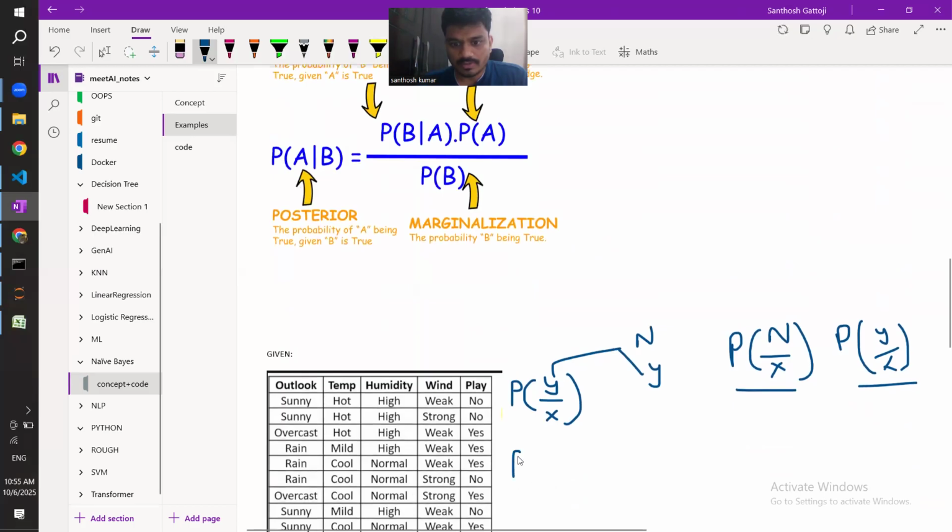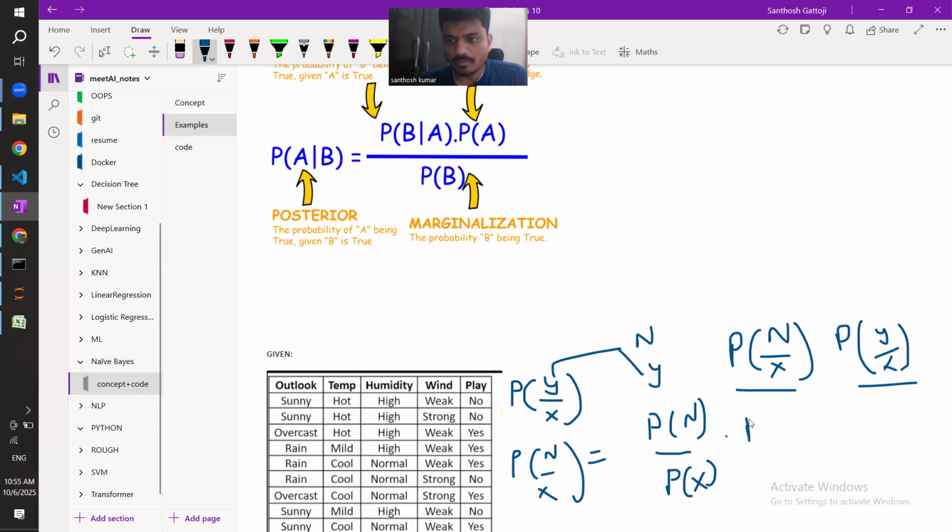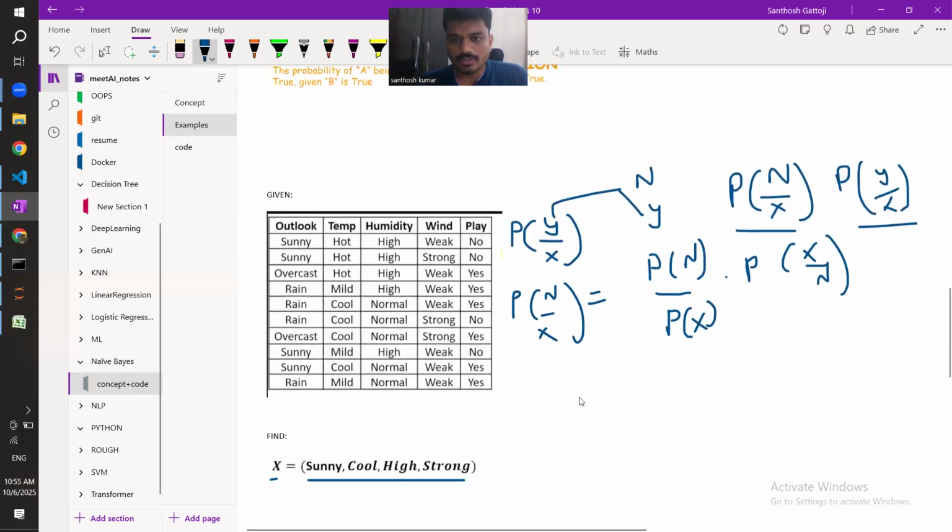So probability of n by x equals what? It's probability of x by n into probability of n, divided by probability of x. Because it's n by x, I first write probability of n, into probability of x by n, divided by probability of x.